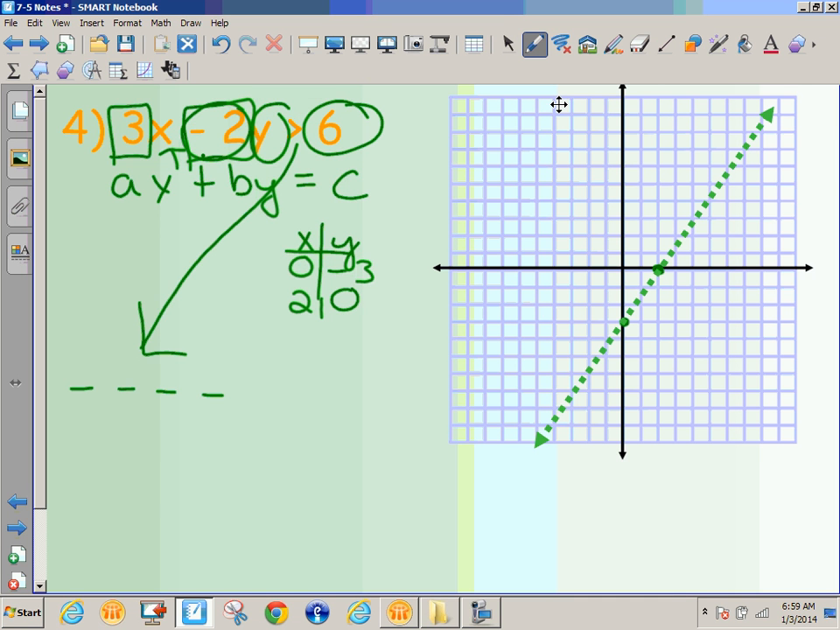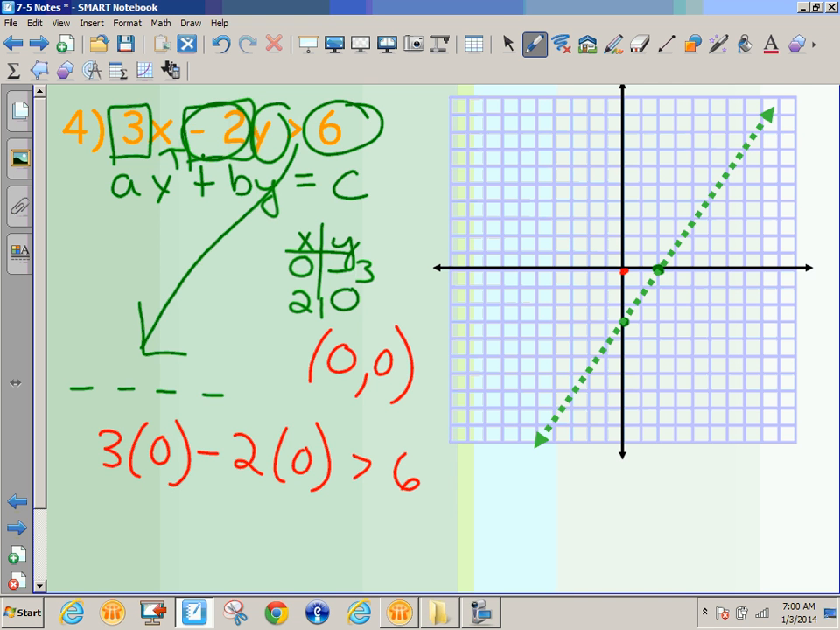Okay, can I use (0, 0)? Yes, I can use (0, 0) because it's not actually on the line itself. And so we want to use that as a test point. When I substitute in, I've got 3 times 0 minus 2 times 0. We're trying to find if it's a true or false statement. And we've got, guess again, 0 is greater than 6. Just happened to be false. 0 is not greater than 6, so it's a false statement.